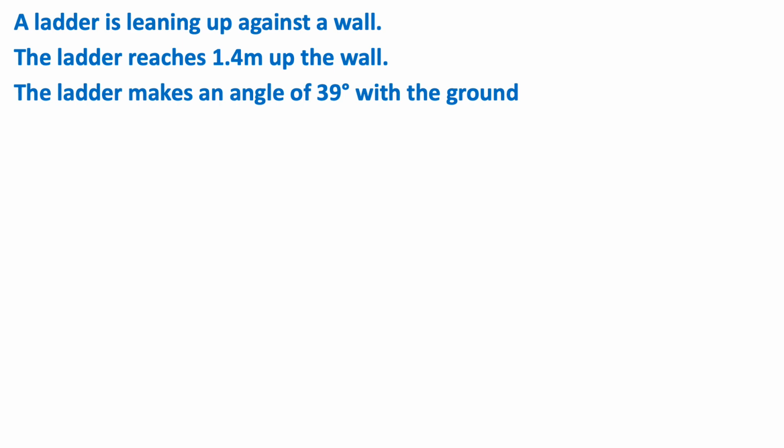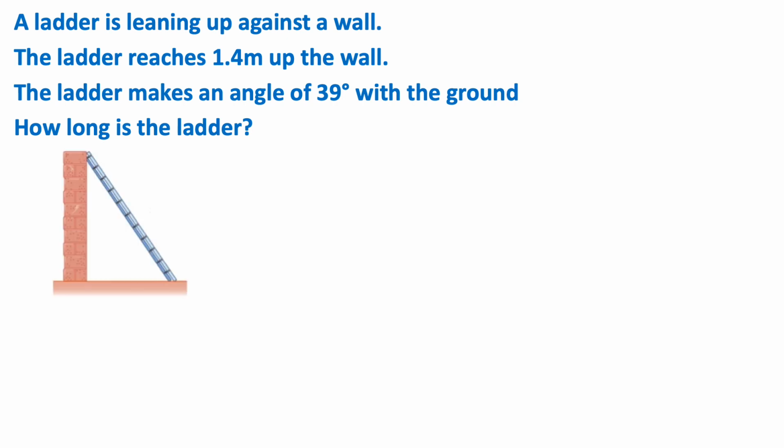Then it says the ladder makes an angle of 39 degrees with the ground. So look at where the ladder touches the ground. That angle in there is 39 degrees. This time it's saying how long is the ladder. It's asking you to find a distance or a length. So this time you've got to put an X somewhere on your diagram. Here's your diagram, decide where the X needs to go.